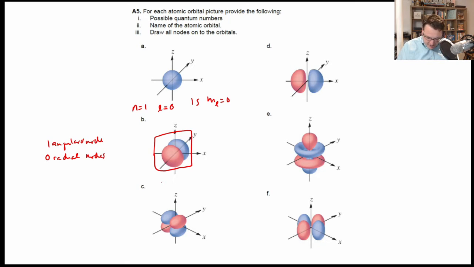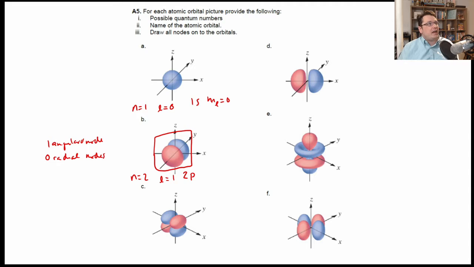And so that tells us that L is equal to 1. And then because we have 0 radial nodes, the equation to figure out the N value is that the number of nodes is always equal to N minus 1. That gives you the total number of nodes, which is just adding up the angular and the radial nodes. In this case, if we only have one node, then N has to equal 2, because 1 plus 1 is 2. So we're looking at a 2p orbital.